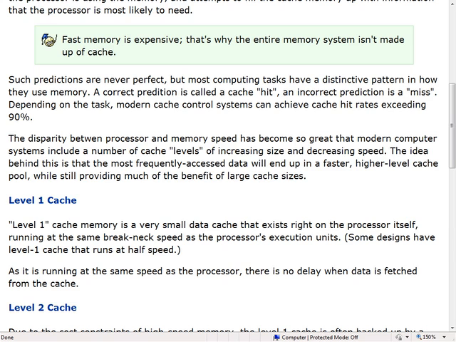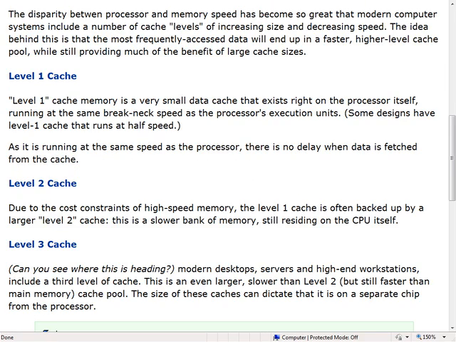Okay, so in modern cache control systems the hit rates can exceed 90%. Now that's actually quite surprising when you consider how small the pool of cache memory is compared to the amount in the main memory, and we'll go through that in a couple of minutes. But as always, when you look at things in more detail, they get a bit more complicated. Because computer processors are now so much faster than the memory, a single store of cache is not really enough.